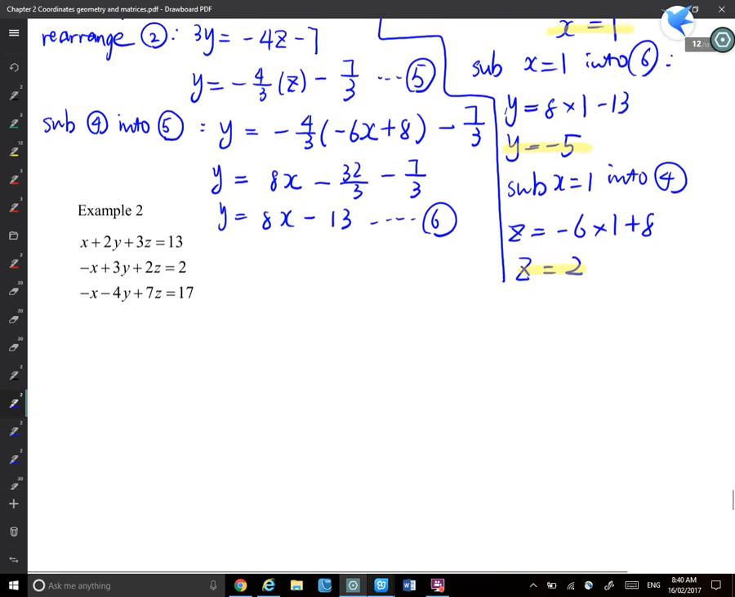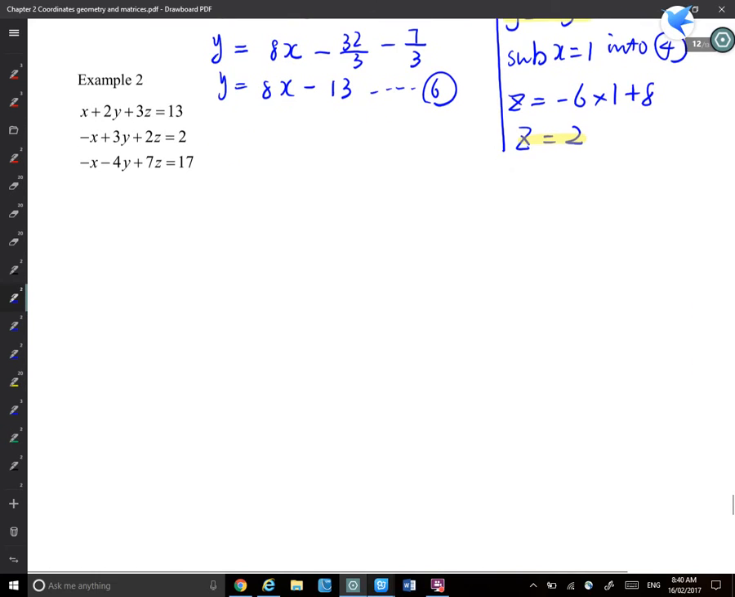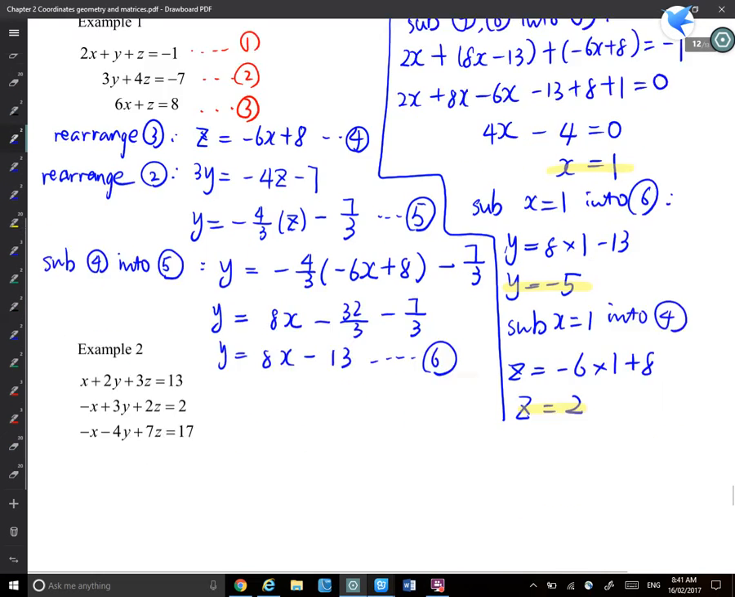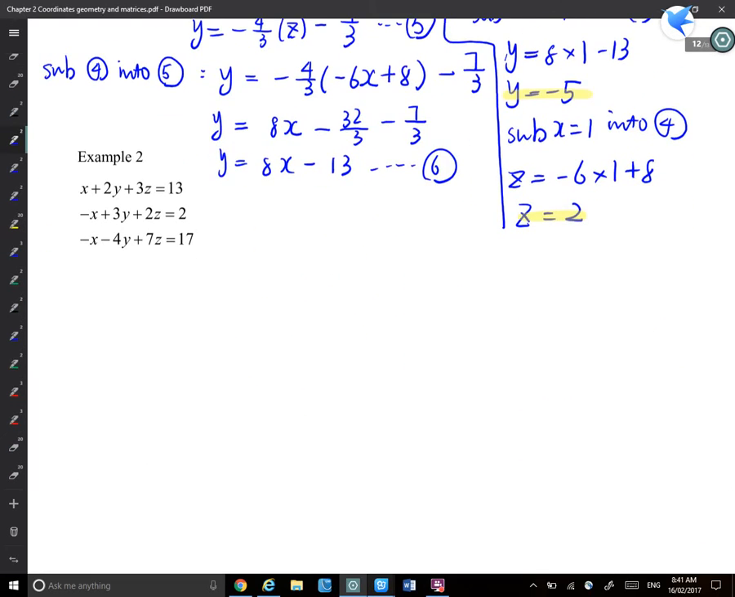Okay, for example 2. x plus 2y plus 3z equals 13, minus x plus 3y plus 2z equals 2, and minus x minus 4y plus 7z equals 17. So every equation contains x, y, z, 3 variables. So it's not as simple as the first one. So what we can do is just do it step by step.